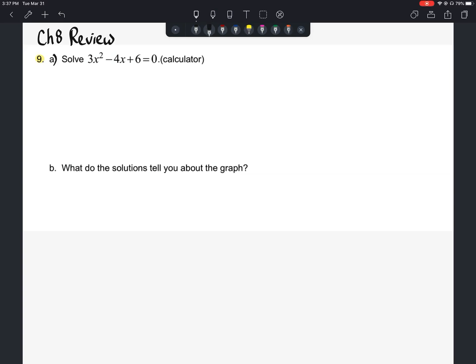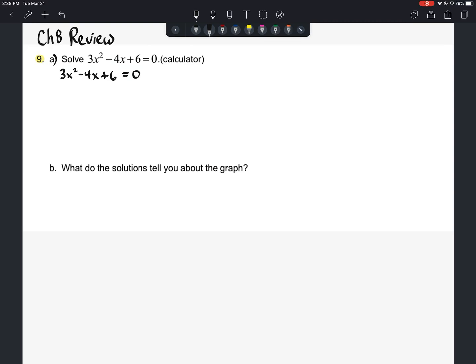Letter A says, solve 3x squared minus 4x plus 6 equals 0. Now it says we can use a calculator, so there's some different methods you could use. I'm going to look here. First of all, it's quadratic, so we usually check to see if quadratics factor. In this case, since we're doing 3x squared minus 4x plus 6 equals 0, it doesn't look like we have any common factors there.